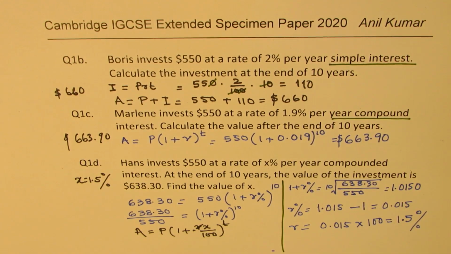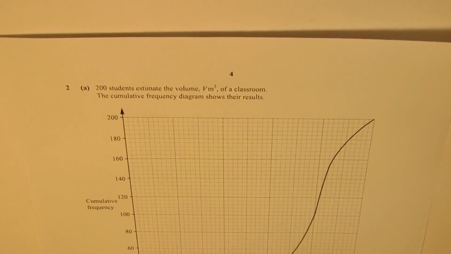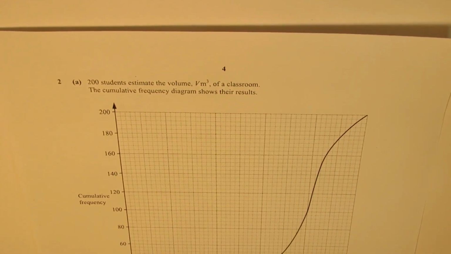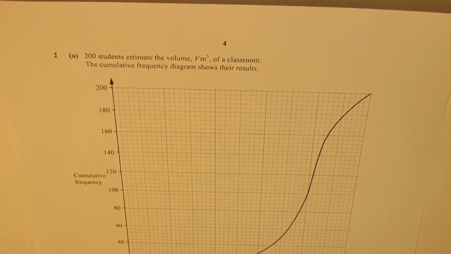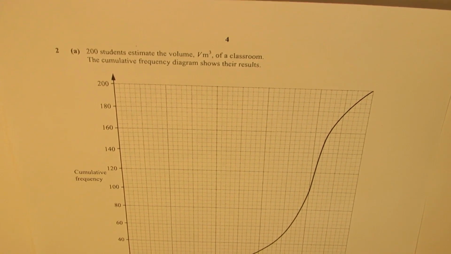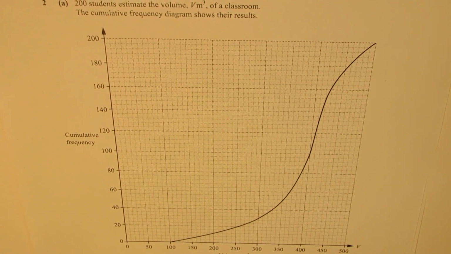Now let's move on to a question which is related to a cumulative frequency graph. So the question is right here. There are 200 students who estimate the volume of a classroom. The cumulative frequency diagram shows the result. So that is the result which we will work with. So the graph is given to you. Now in this particular graph, you can see the cumulative frequency for the estimate of the volume.